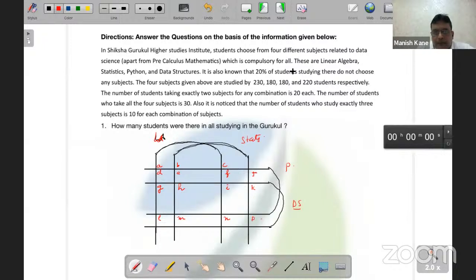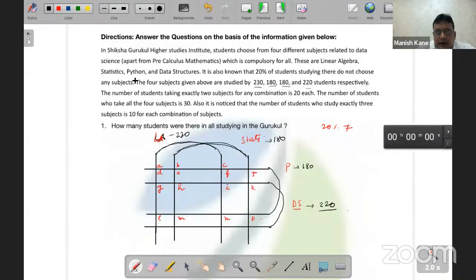Now you're told that it is known that 20% of students do not study anything. So 20% of the students, they don't study anything. This fact is given to you. What else is given to you? The 4 subjects given above are studied by 230, 180, 180, and 220 students. So let's say linear algebra is 230, then stats is 180, Python is 180, and data structures is again 220 students.